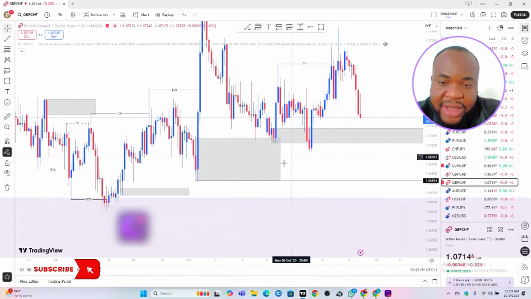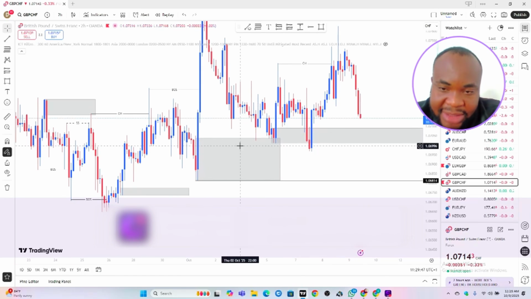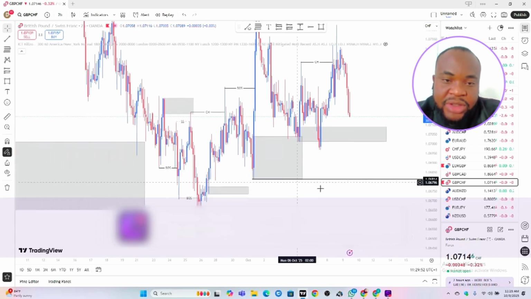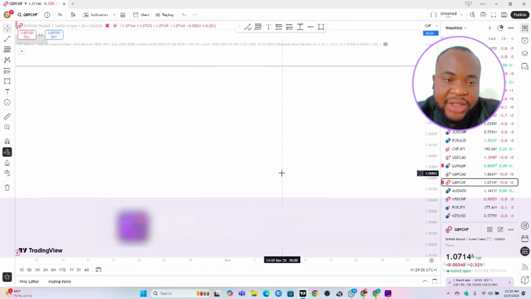Like this buy here, either you put a pending order here, or you just hit the buy button immediately this market gets to your zone. That is a point of interest. So that's it about buying and selling of the markets.